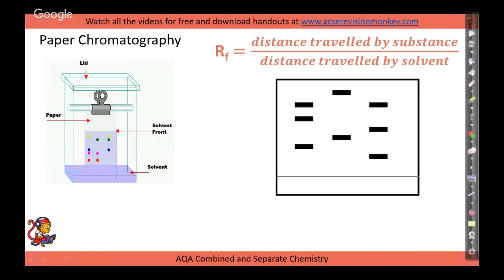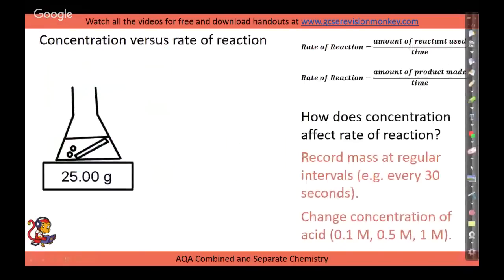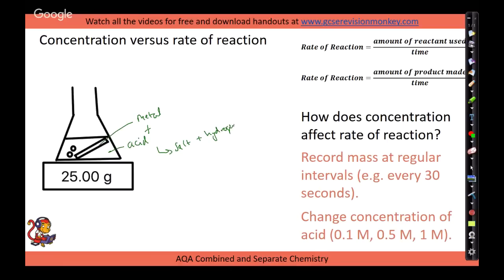Another required practical that you may well see tomorrow, well, there's two for this one. It's all about concentration versus rate of reaction. So there's two different practicals that you might see. This one here, we've got a metal and an acid. And when we react these two together, we make a salt and hydrogen. So this here is showing hydrogen gas being released. This is an observation that we can make, that hydrogen gas is released.